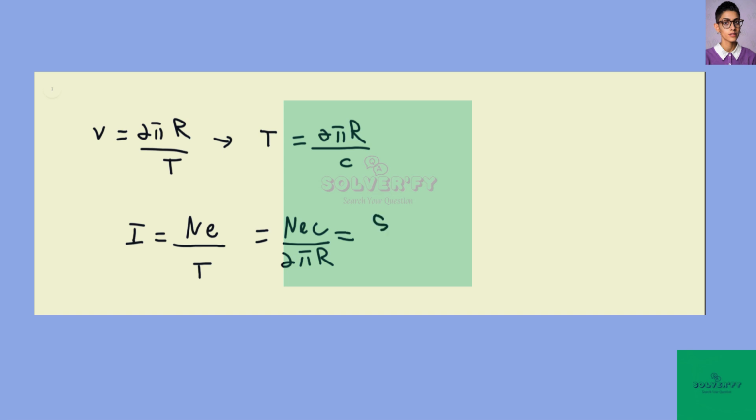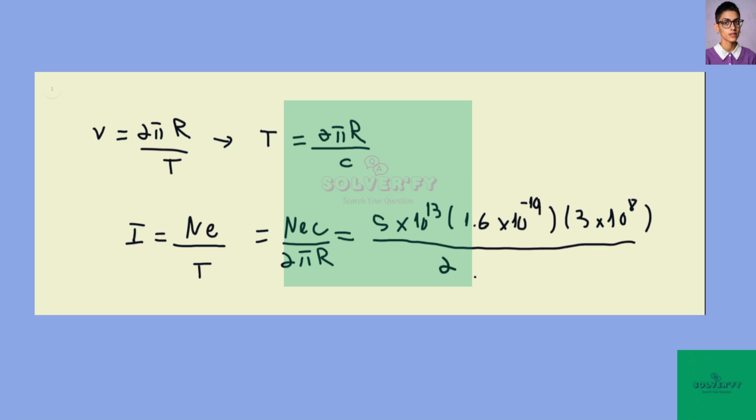So we have 5 times 10 to the 13 protons, and the charge for each proton is 1.6 times 10 to the minus 19 coulombs. And then the velocity is 3 times 10 to the 8 meters per second, divided by 2 pi and the radius of 1 kilometer, 10 to the 3 meters. So the current is 0.38 ampere.